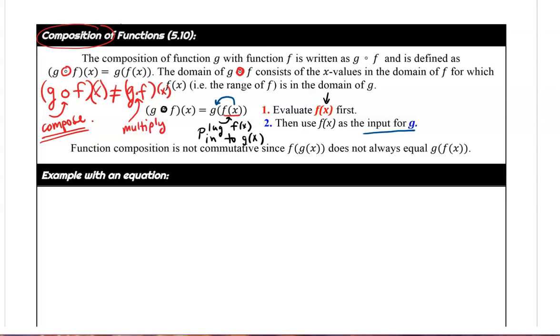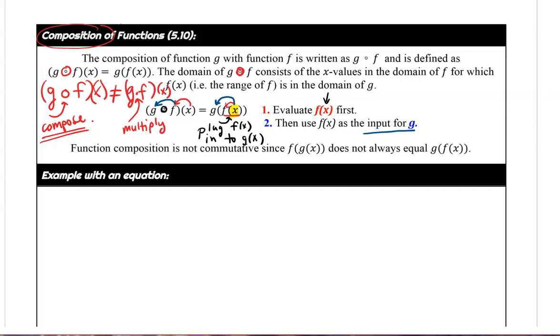So I always like to say it as start from the right and work your way left, or start from the inside and work your way out. So x is the most inside thing. So if that's a number, you start with that, you plug that into f, and then you plug that result into g.